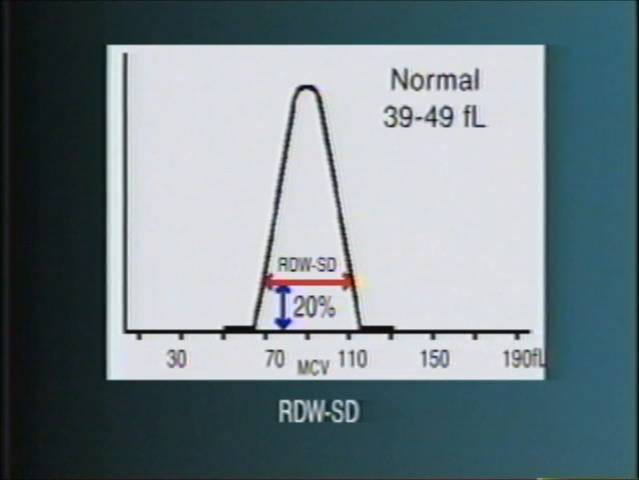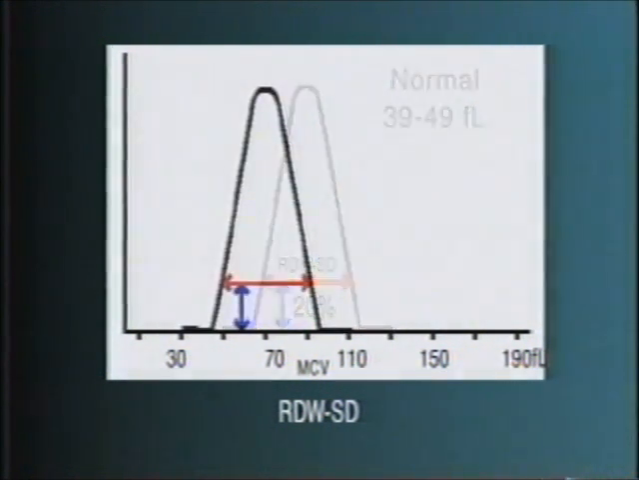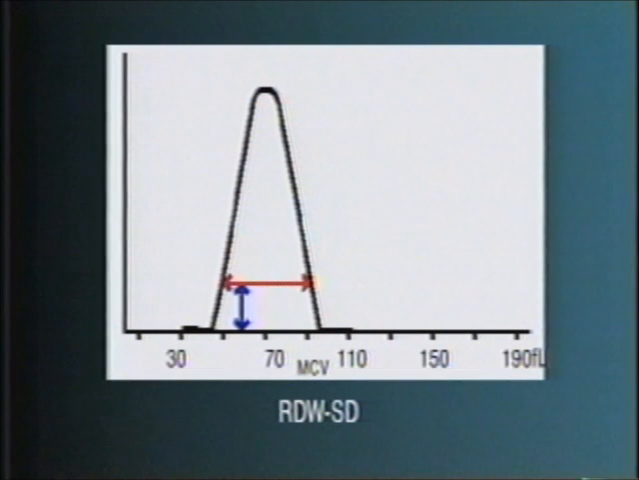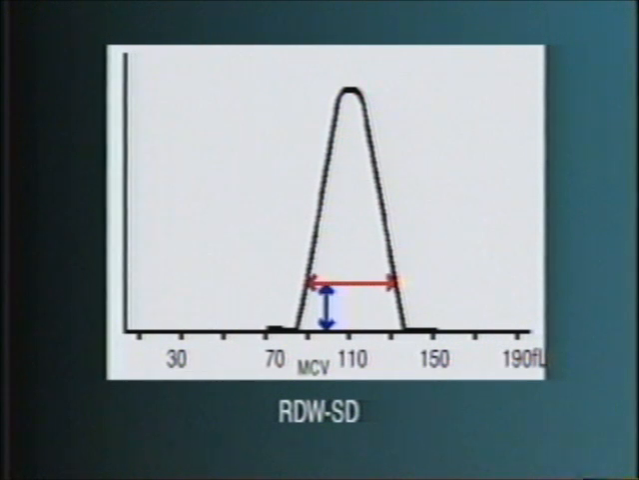Now, the RDW-SD measurement is not going to depend on where on the MCV scale your red cell curve lies. Imagine if I took this same identical curve and shifted it to the left, say down to an MCV of 70, or to the right up to an MCV of 110. When I take my ruler and measure the width of the curve, I am still going to get the same measurement, no matter where it lies on the MCV scale.